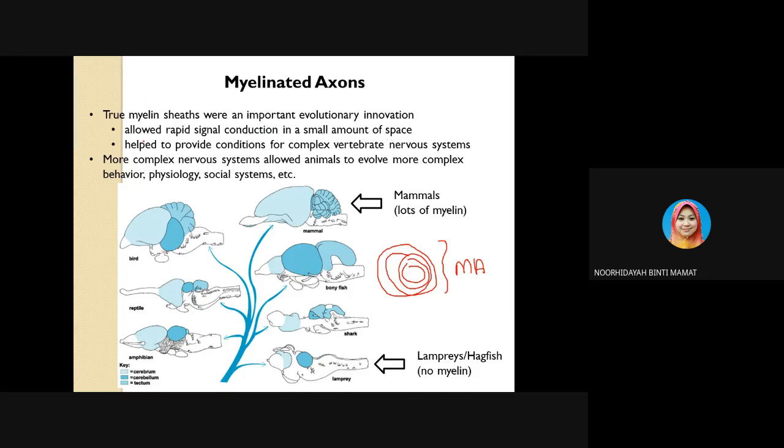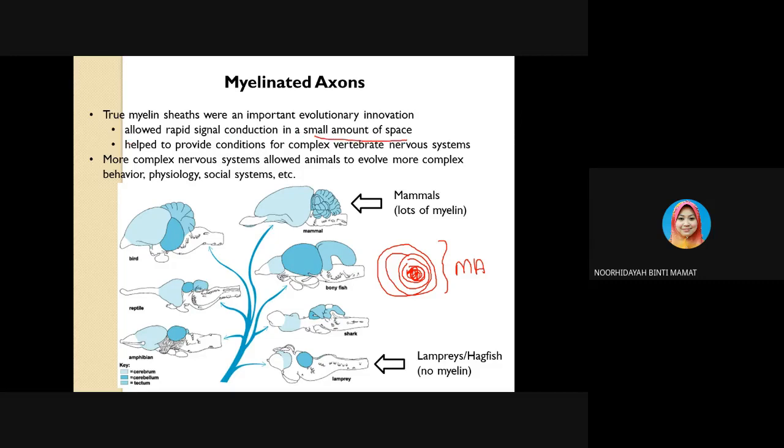The true myelin sheath is wrapped around the axon. This is the axon. They are wrapped around the axon many times. This is why they can allow rapid signal conduction in a small amount of space.